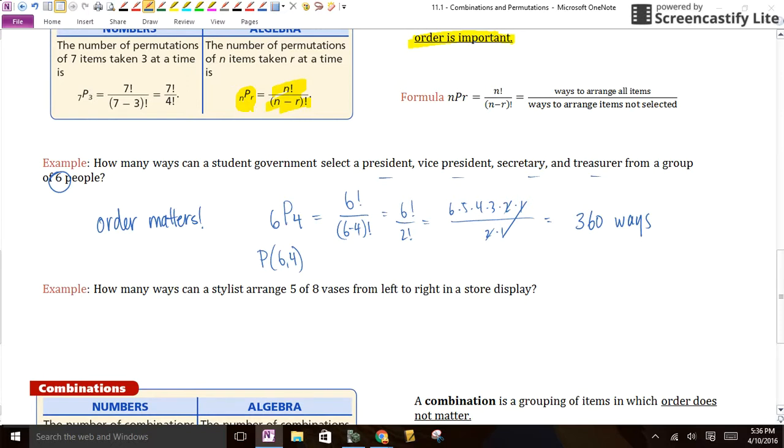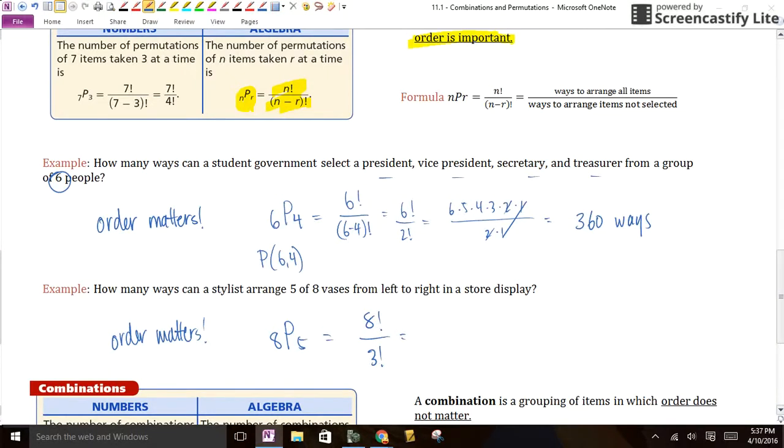Look at this one. How many ways can a stylist arrange 5 of 8 vases from left to right in a store display? So again, I'm going to say, if the roses come first and then the daisies, that's going to look different than if the daisies come first and then the roses. So I'm going to say order matters. Then I'm going to figure out how to do this. You've got 8 and you're permutating 5 of them. So 8 factorial over (8 minus 5) factorial, that's 3 factorial.